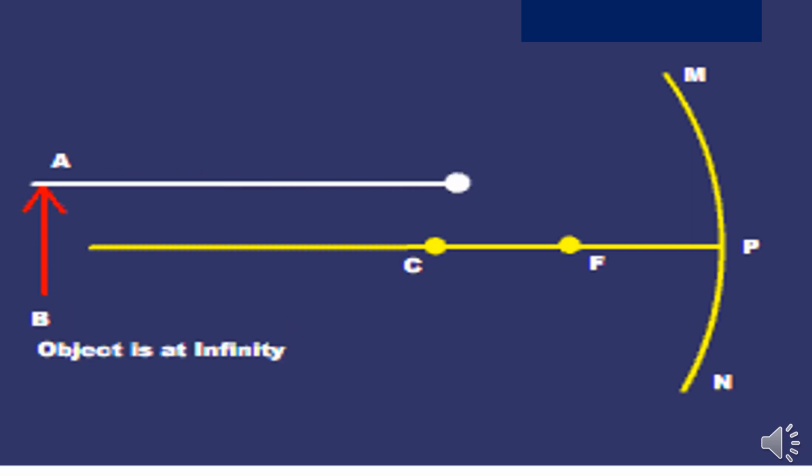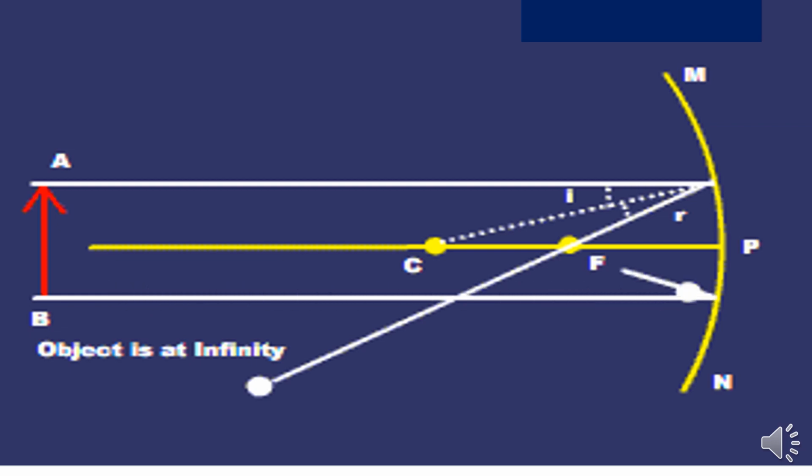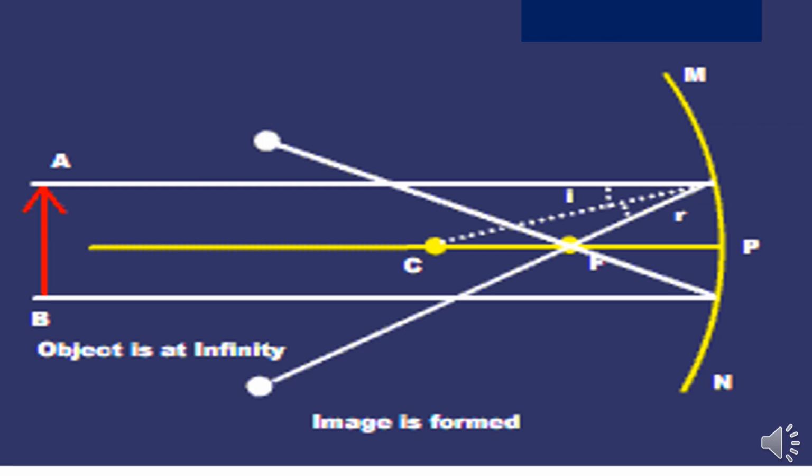Consider an extended object of finite size placed in front of a spherical mirror. Each small portion of the extended object acts like a point source of light. An infinite number of light rays originate from each of these points. But for our convenience and clarity, we consider the intersection of at least two reflected light rays that gives the position of the image of the point object.